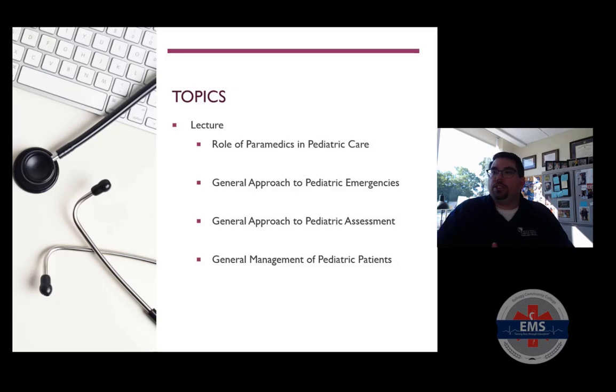We know that the ill or injured child presents special concerns for pre-hospital personnel or providers. Current research indicates that more than 20,000 pediatric deaths occur each year in the United States. Now, these leading causes of death are specific based on age. They include motor vehicle collision, burns, drownings, and suicides, along with homicides.